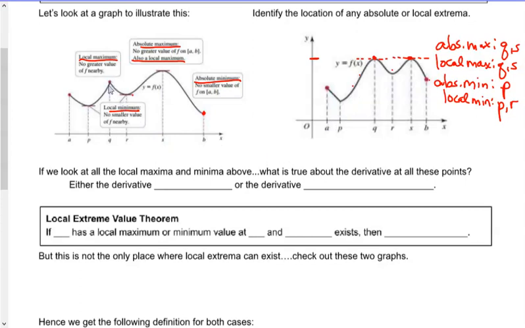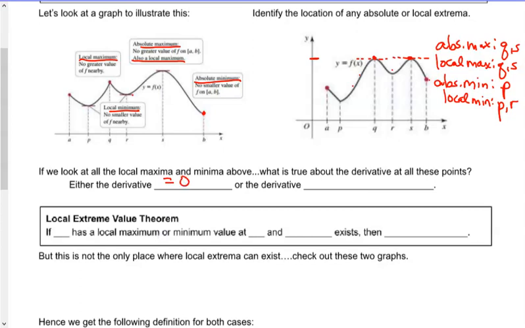We also have that over here. Sometimes they call these cusps, where we have a sharp turnaround point right here, and a sharp turnaround point right here. Those don't have derivatives equal to 0. Those have derivatives that do not exist.